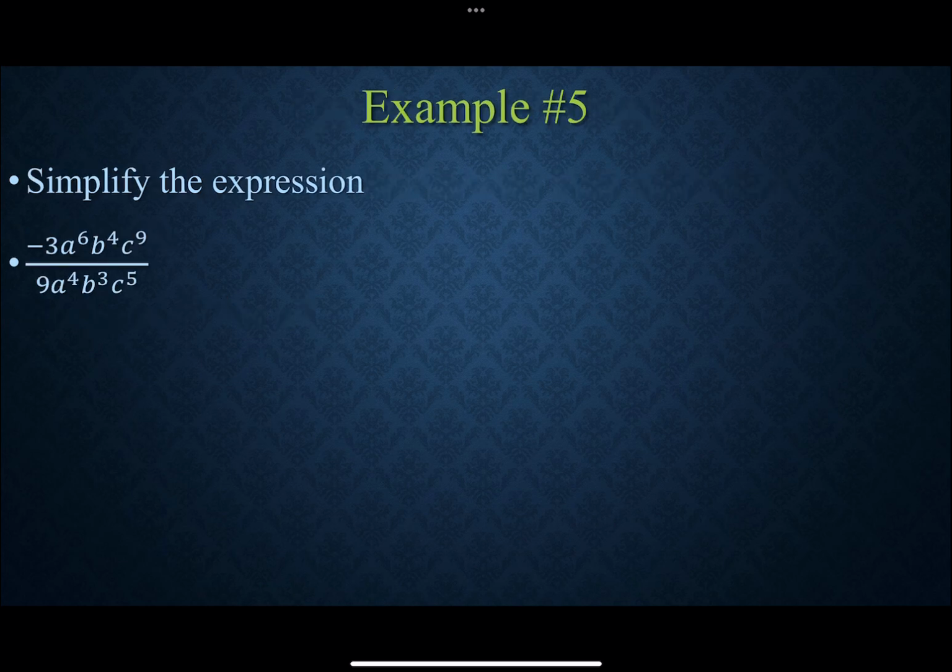So if it's part of an overall expression, the coefficients, we reduce the fraction. Negative 3 over 9 is a negative 1/3. And then 6 minus 4 is 2, so it's a squared. 4 minus 3 is 1, so it's b. You don't have to write b to the first, you can just write b. And then 9 minus 5 is 4, so it's c to the fourth. All right, only the 3 is on the bottom because when we reduce negative 3 over 9, we get that negative 1/3.